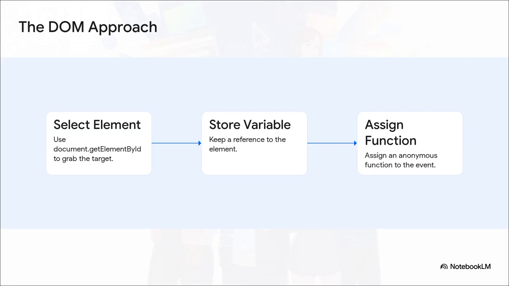First up, you select the HTML element you want to target, usually grabbing it with something like document.getElementById. Second, you store that element inside a variable, so you've got a nice, clean reference to it. And third, you access the event property on that variable and assign a function to it. Boom. It's clean, it's isolated, and your HTML stays completely spotless.